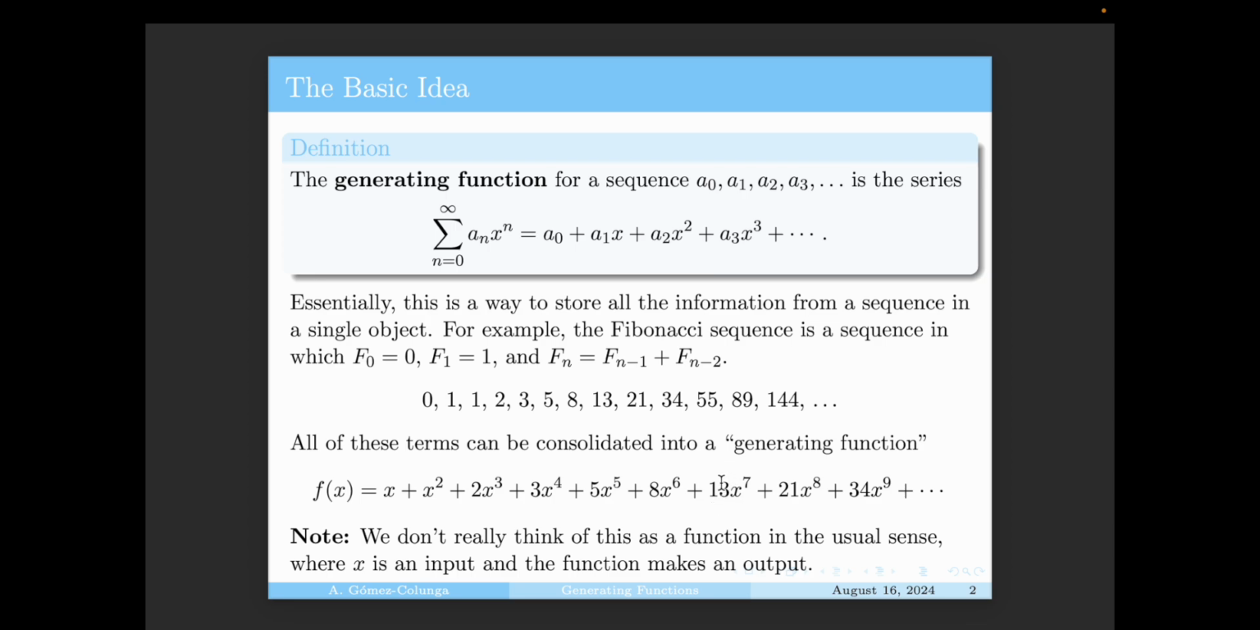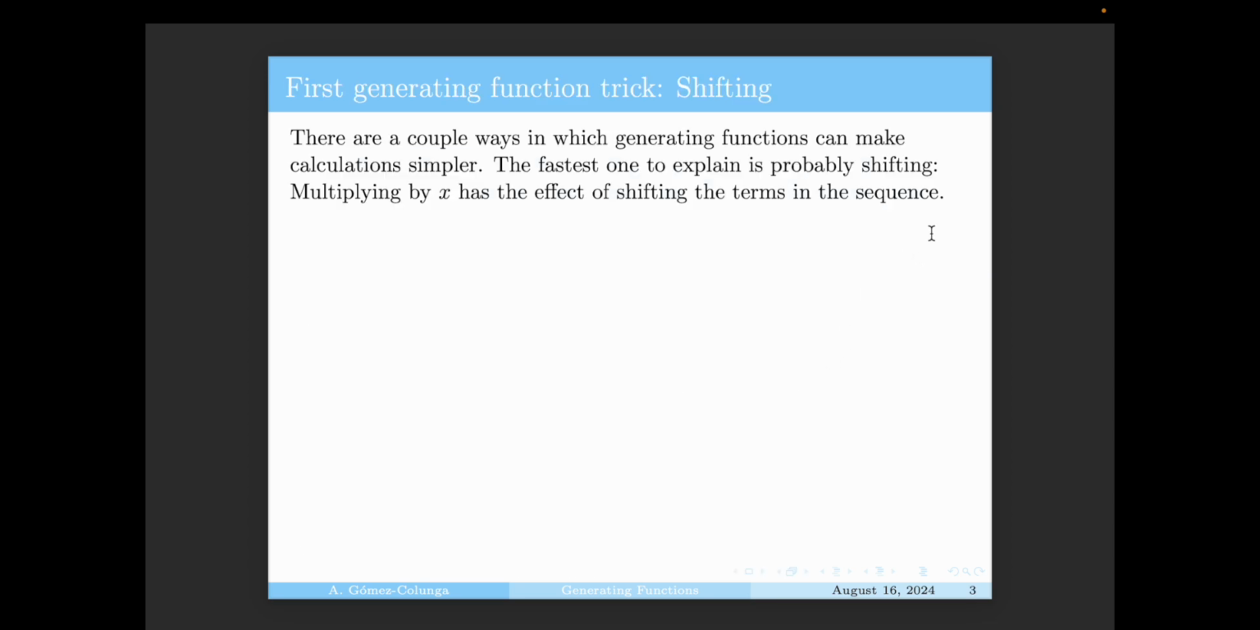So yeah, we don't tend to think about this, we as in mathematicians. This is just a guy. This is a guy in his own right. It is a formal Taylor series, an infinite polynomial, if you know either of those terms. Now, there are a couple ways in which generating functions can make calculations simpler. In this talk, I covered 3 of them.